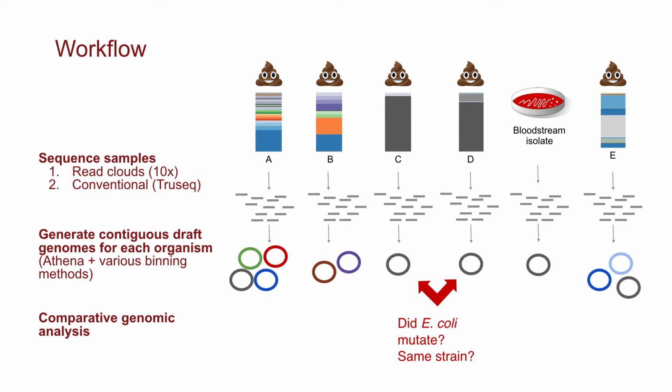So for our read cloud samples, we used our Athena assembler, and then for the conventional samples, we used MegaHit, which is a conventional short read assembler. And then we binned the resulting assembled sequences into various bins representing each organism. So by the end of our workflow, we had draft genomes for each organism present within each sample. And this allowed us to do some comparative genomic analysis between stool samples at different time points, as well as between the E. coli strains present in the gut and the one that was causing the bloodstream infection.